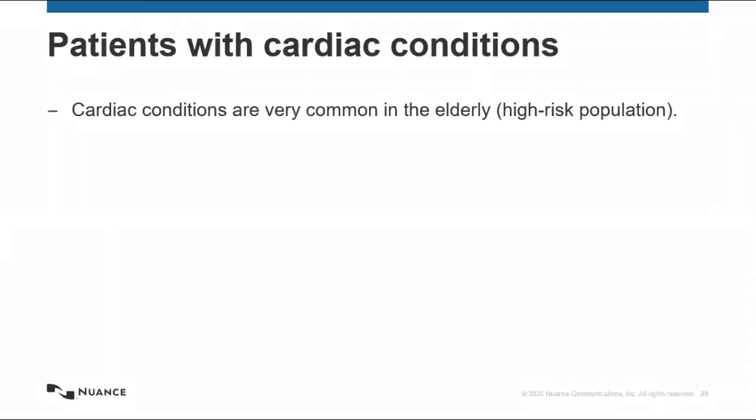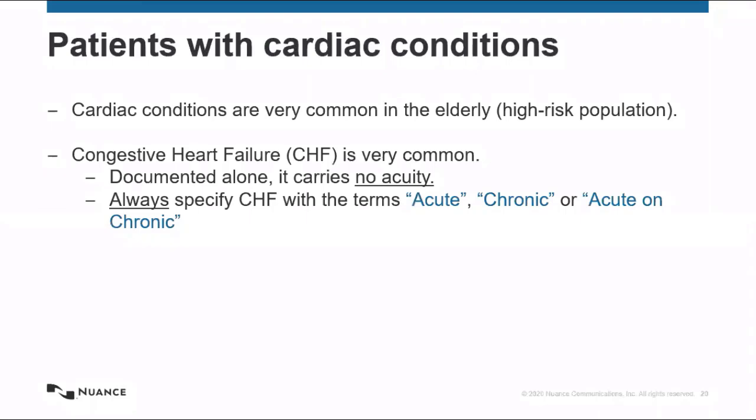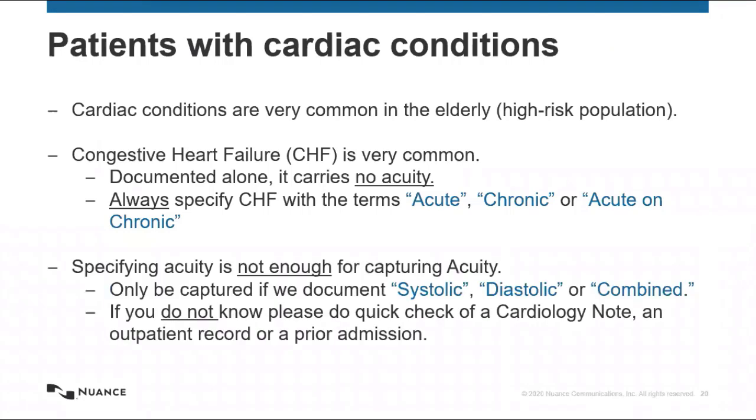Cardiac conditions are also going to be quite important for us. Congestive heart failure is going to be one of our most common ones. Please note, putting down CHF alone does not carry any acuity, no matter how you describe it. We always need to specify if it's acute, chronic, or acute on chronic when we have that information. But even that's not enough. If we truly want acuity, we need to know if it's systolic, diastolic, or combined.